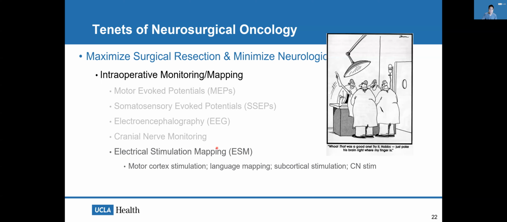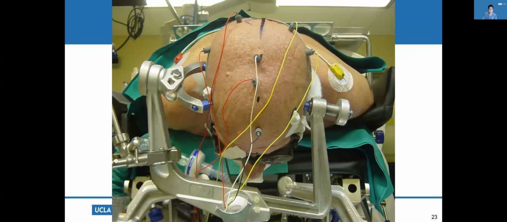And it kind of reminds me of this Far Side comic, and it's very much the case. We can actually stimulate different parts of the brain to evoke motor responses. And when a patient is in pins, fixated, with a navigation arm and all the EEG leads, this patient is prone, but this is essentially what it might look like. And this is from a Google image that you can just find online.